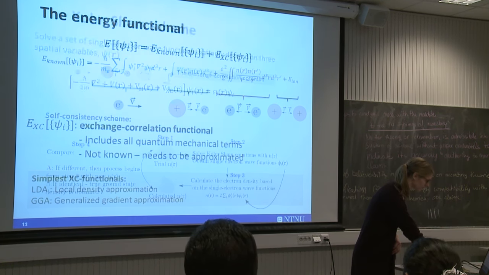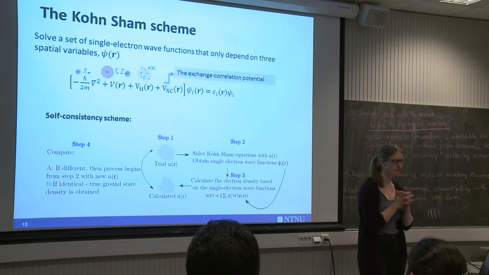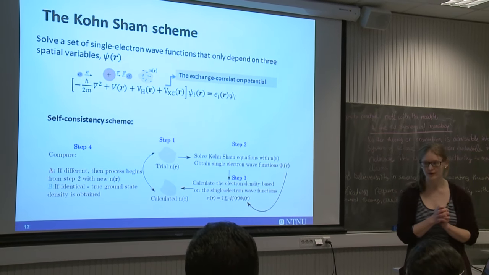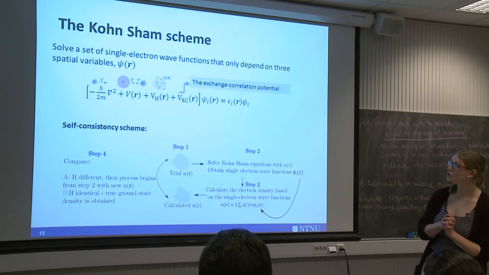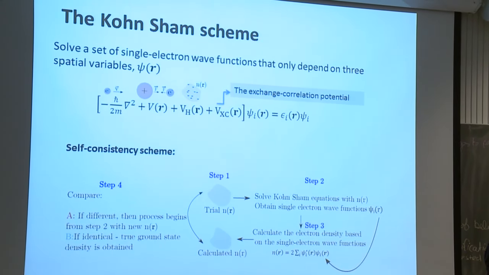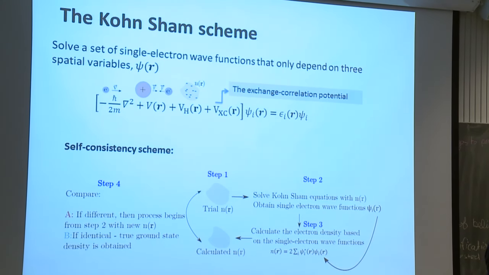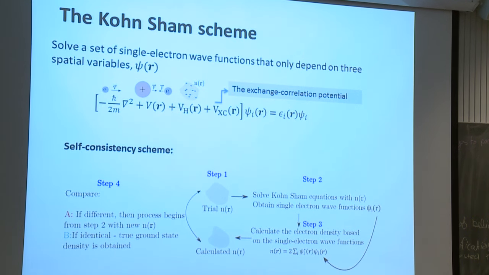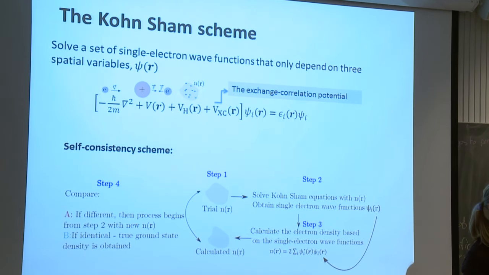So recall the two theorems. Kohn and his postdoc Sham found out how you can actually find, in practice, how you actually obtain the ground state electron density. And so they came up with this scheme.